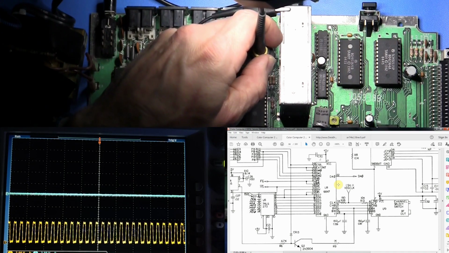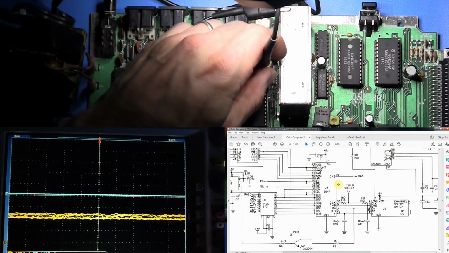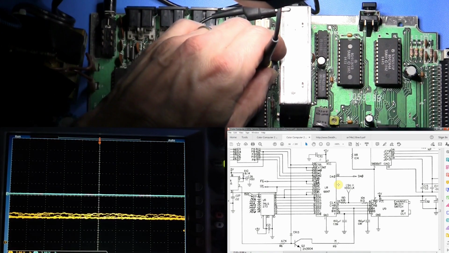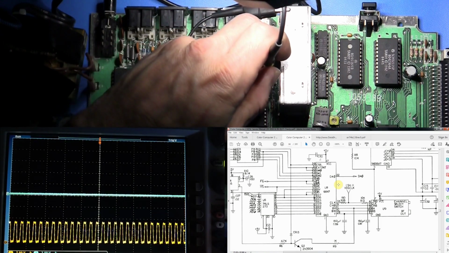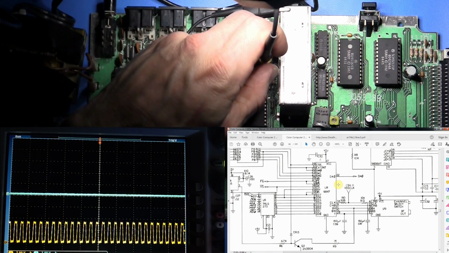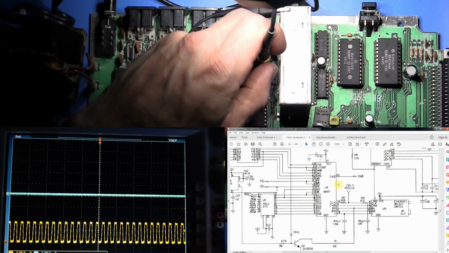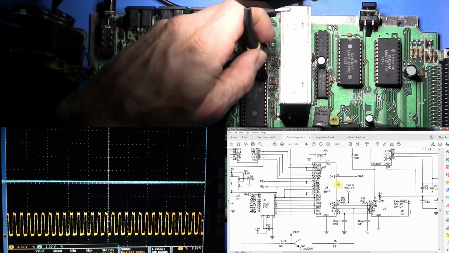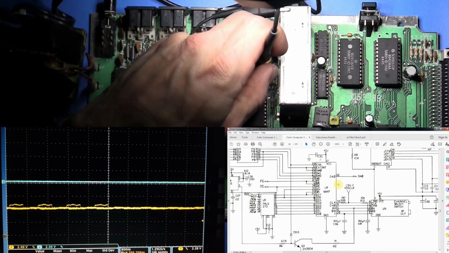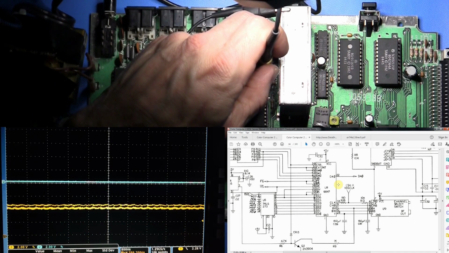Pin 33 is the clock output for the NTSC clock. Okay, that's the clock, 33. Looks good, 3.58 megahertz. Pin 32 INV. Okay, looks like that's always high.